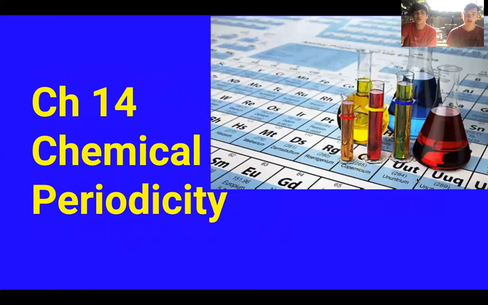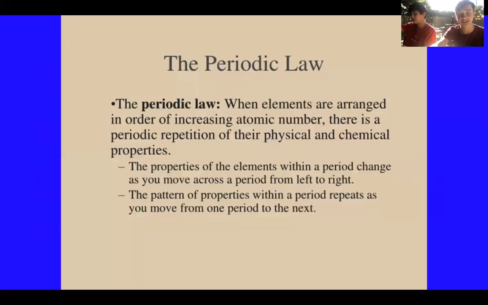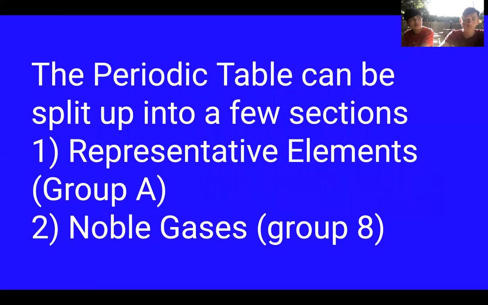All right, chapter 14: chemical periodicity. The periodic law states that when elements are arranged in order of increasing atomic number, there is a periodic repetition of their physical and chemical properties. The periodic table can be split up into a few sections, with the first being the representative elements, group A. And the last section is group 8 at the very end, the noble gases. That's the perfect electron configuration.